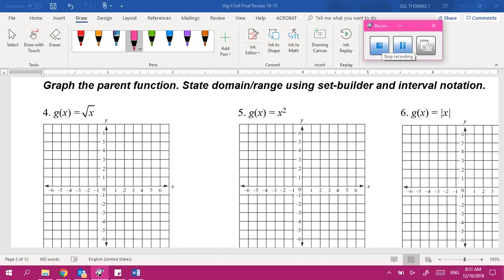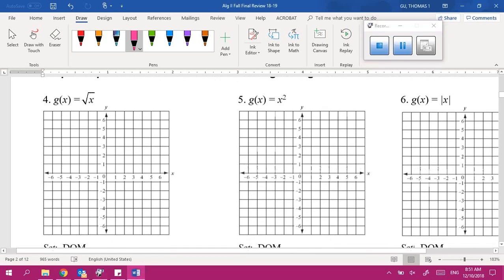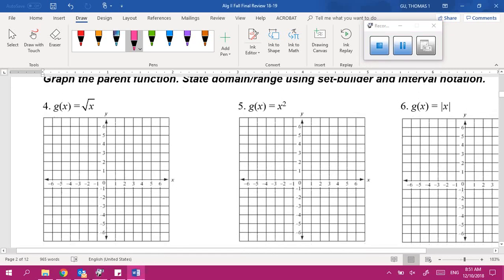Number 4, g of x equals square root of x. These are the parent functions, okay? So square root cannot be negative. So you're going to start, that means you're not going negative. So x is going to start at 0. If x is 0, what's the square root of 0?